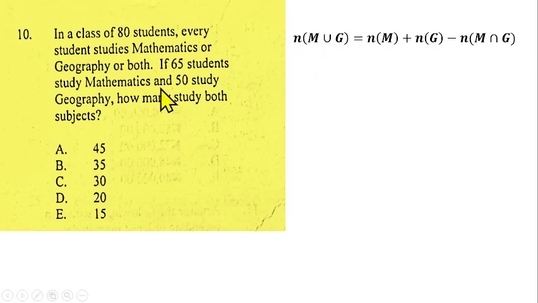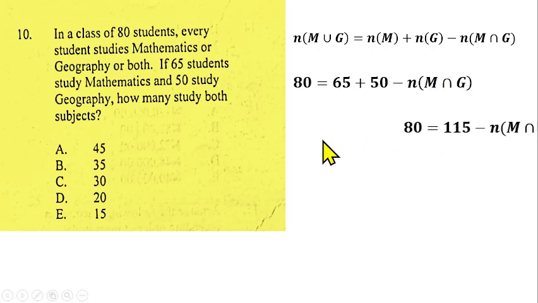We know the union of the two sets, which is talking about the number of students, because they can either do this, or they do both. So the union of everything is 80. So we have 80 equals the number of people that study mathematics, which is 65, plus geography, which is 50. Our aim is to find students that offer both, which is M intersection G.